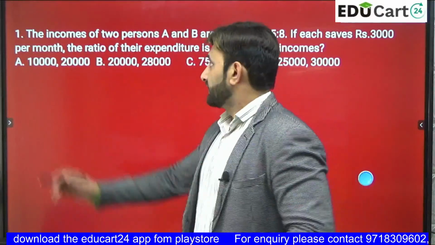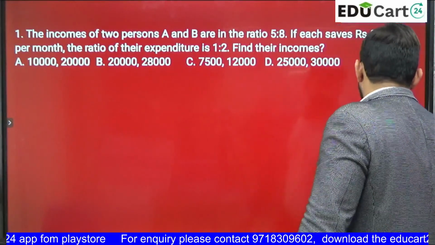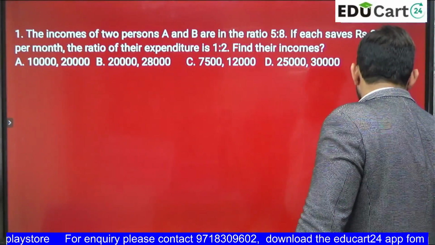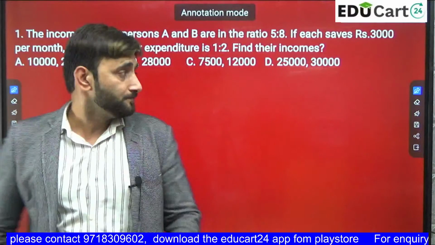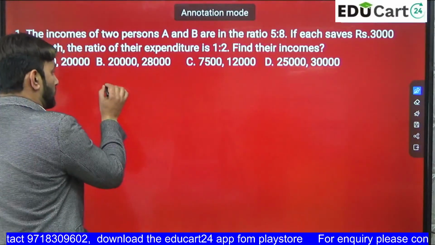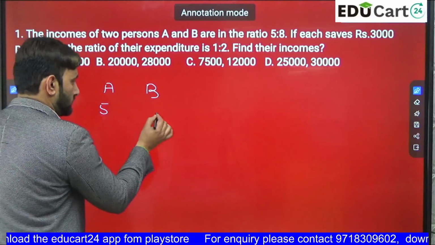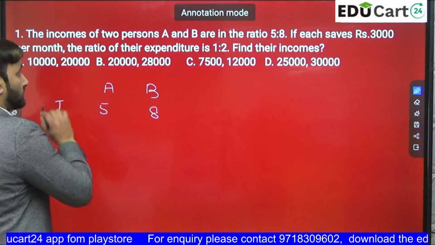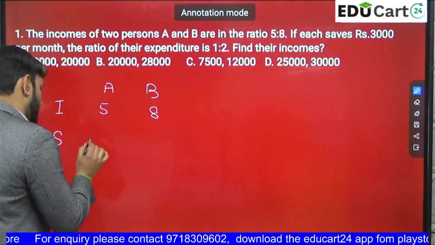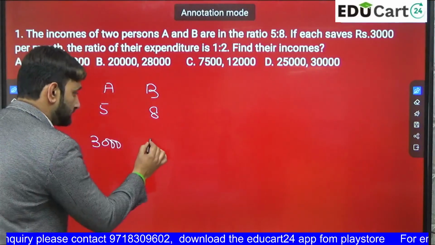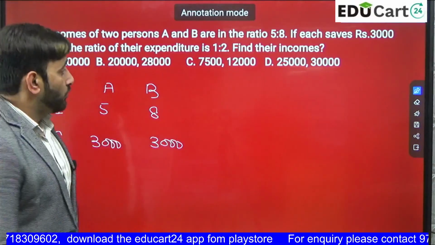The ratio of the incomes of two persons A and B is 5:8. Here I will give you 2 to 3 methods to solve this question. This is income. Each saves 3,000 rupees per month. Their savings are 3,000 rupees per month, and their expenditures are in the ratio 1:2.